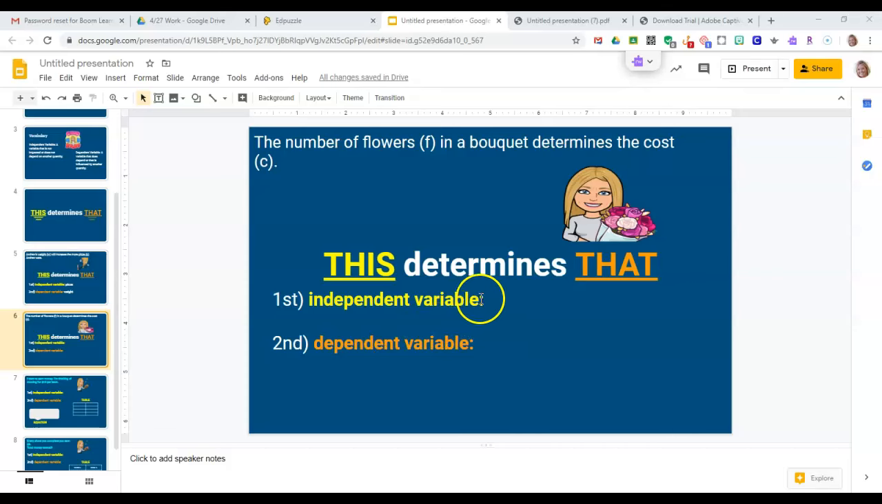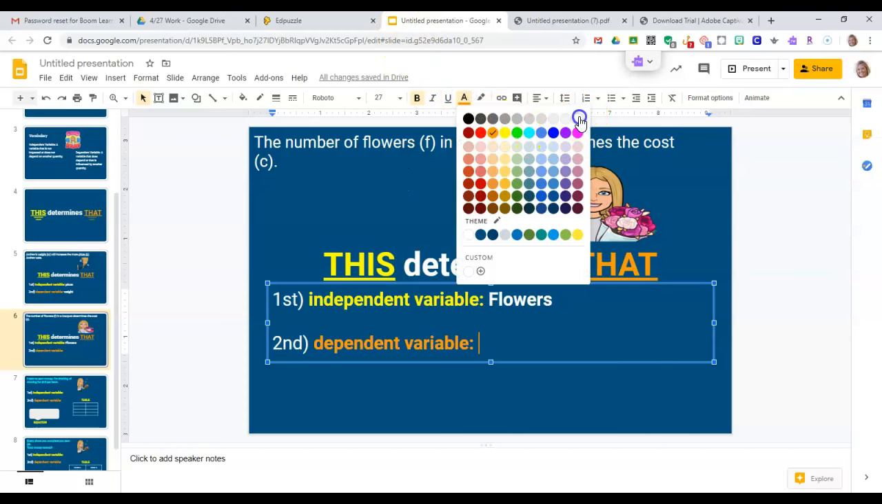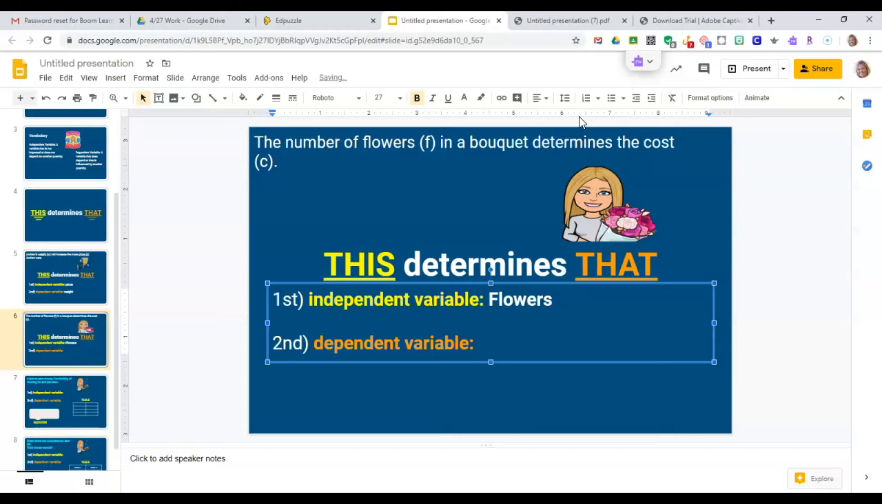Okay, so here your independent is going to be the number of flowers that are in the bouquet, because the number of flowers that are in the bouquet will determine how much you're going to pay for the bouquet. So flowers would be independent, and then the cost would be dependent.